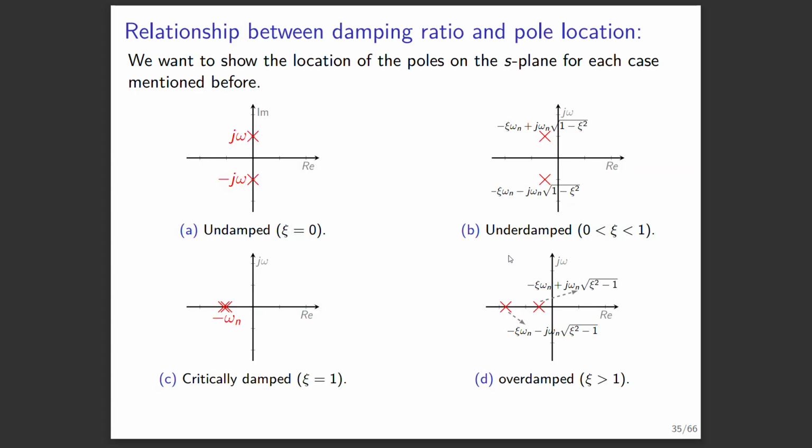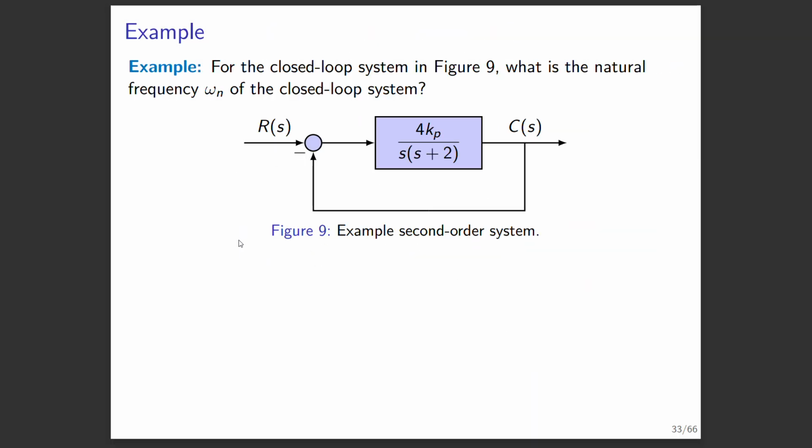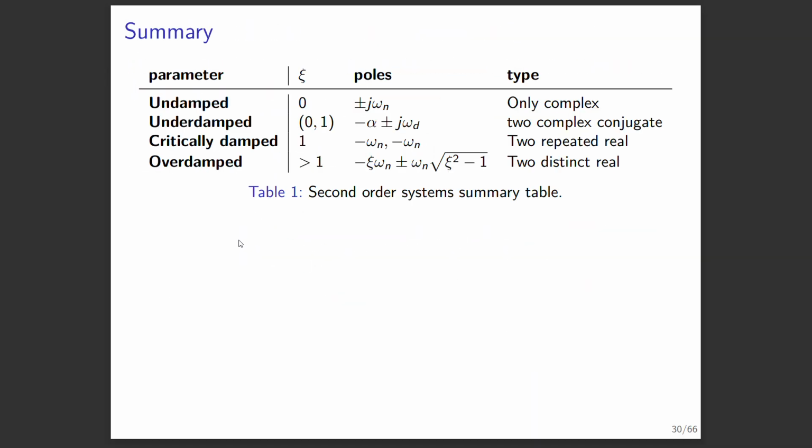Okay, now let's study the relationship between damping ratio, or C, and pole location. We studied the value of C and what that means. Now we want to show that graphically. So it's basically a graphical representation of this table, right? So we want to plot these poles.